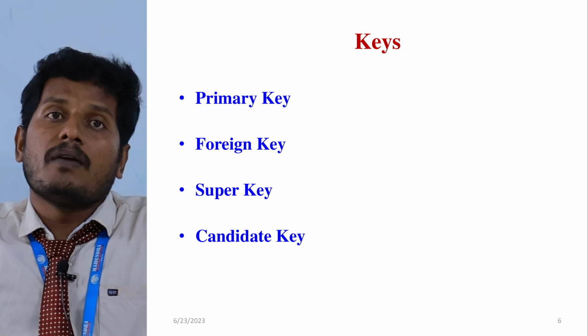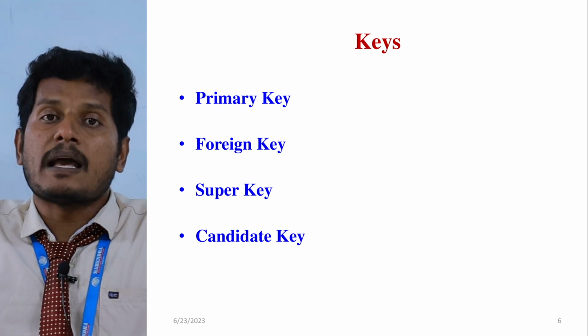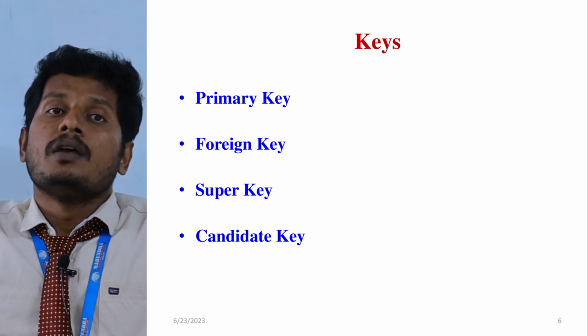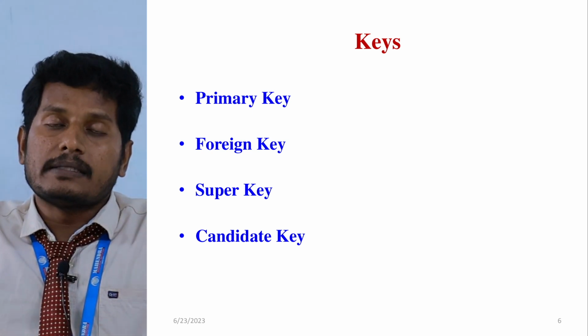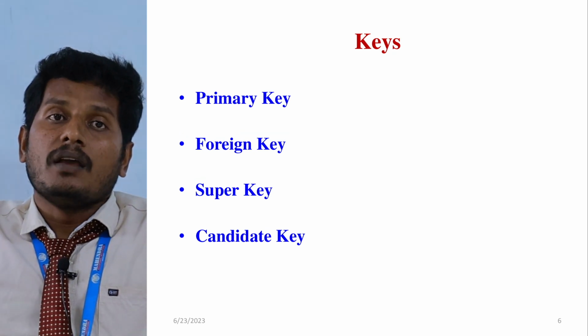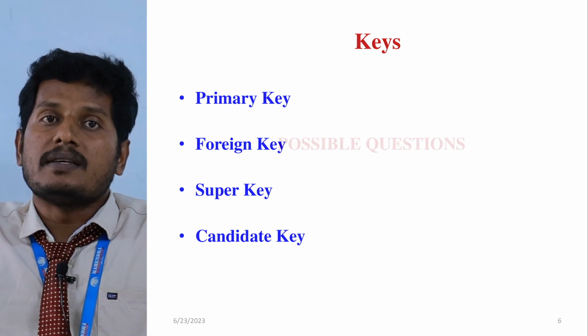Next question: what is the importance of a foreign key? The primary key of one table referenced in another table is called a foreign key. Next, what is a super key? A super key is a set of attributes that uniquely identifies a record. Next, what is a candidate key? We represent the column of attributes as a candidate key.